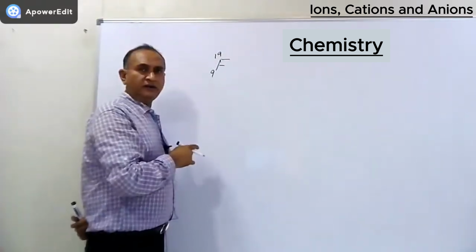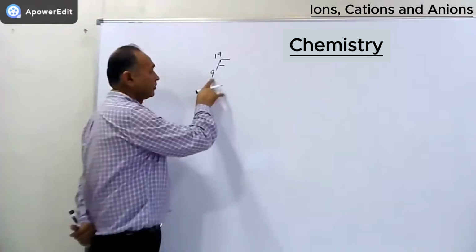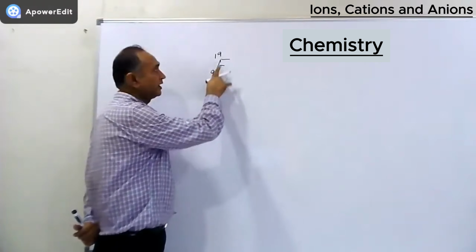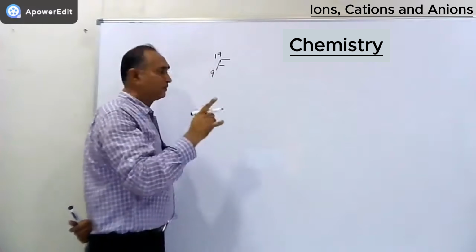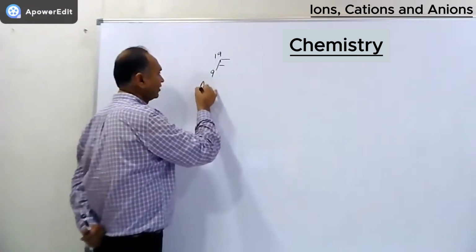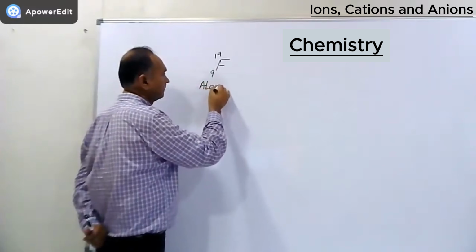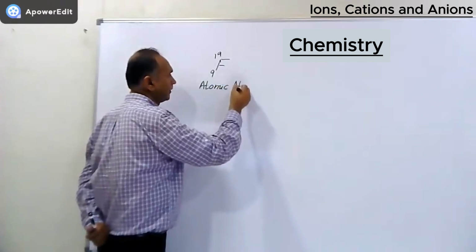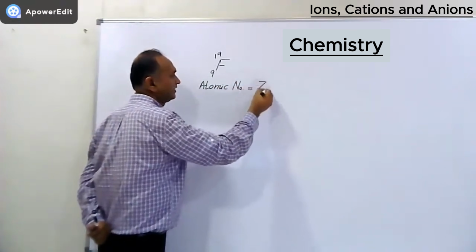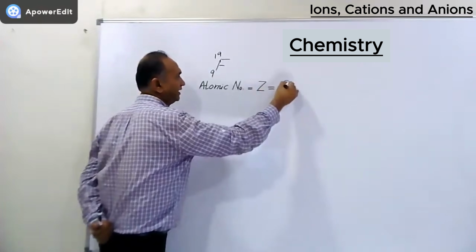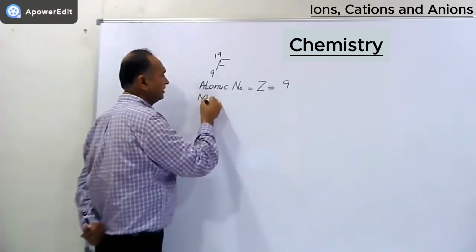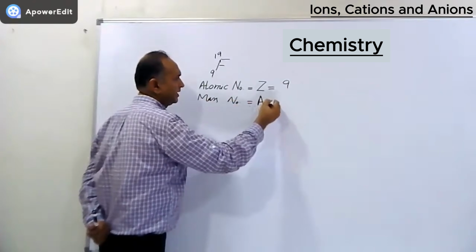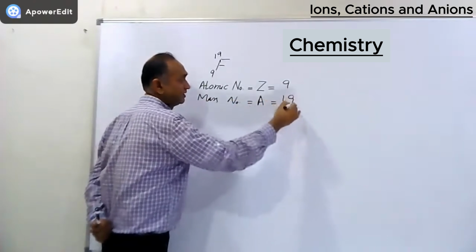I told you earlier that a smaller number always represents what? Atomic number, and the bigger number always represents what? The mass number. So that's why I write here atomic number, represented by Z, 9, and its mass number, represented by A, is 19.